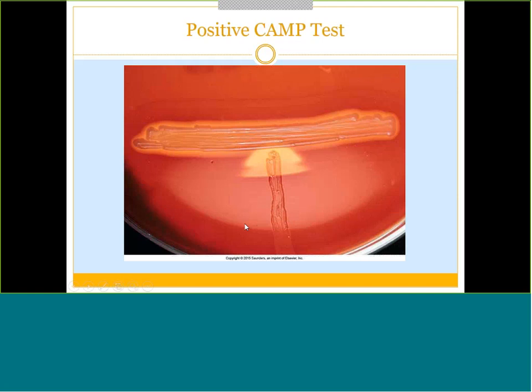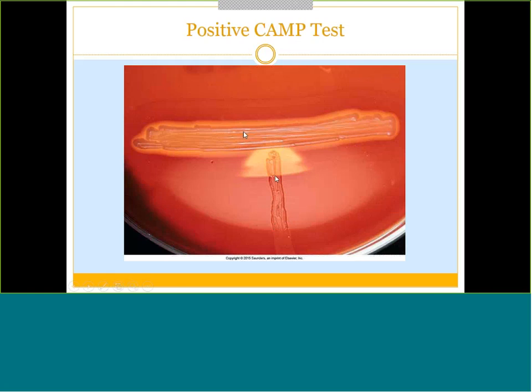So a CAMP test is a streak of Staph aureus and then a streak of your suspected organism. So you get the beta colonies and streak it out. And it will form a beta hemolytic triangle between the two where the two meet if it is positive. So you can see that. So you have a streak of Staph aureus and a streak of the suspected organism. And if it formed this beta hemolytic triangle here, that was positive.